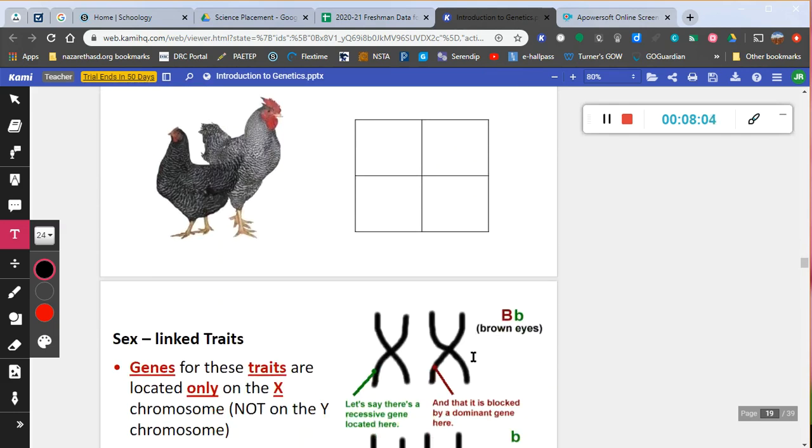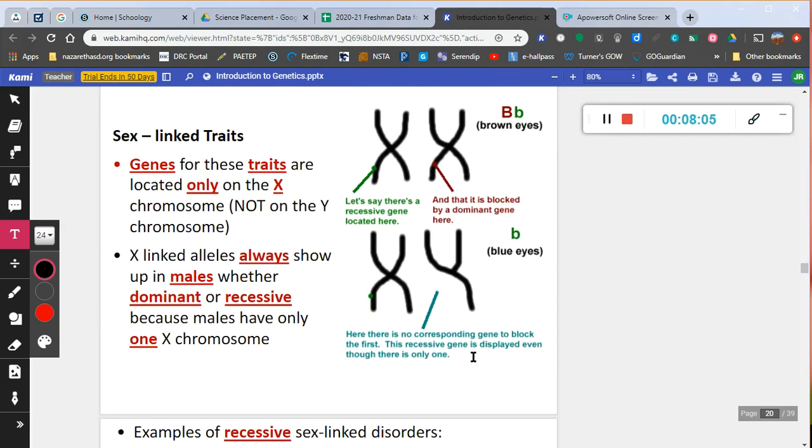We're going to move past incomplete dominance and codominance to sex-linked traits. Since we were just talking about the X and Y chromosome, there are some genetic traits that are specifically found on the X chromosome. But the Y chromosome is shorter. It contains less genetic information than the X chromosome. So when we talk about sex-linked traits, we're talking about traits that are only found on the X chromosome.